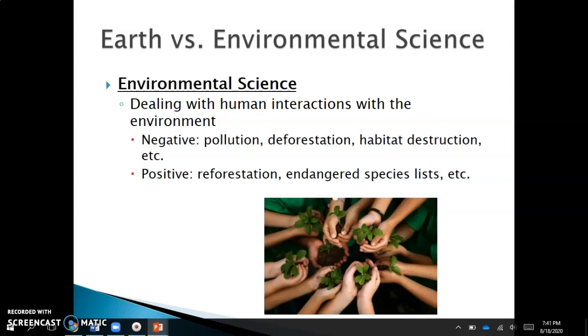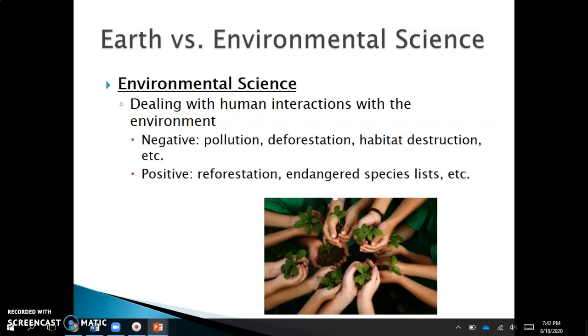But then some positive impacts that we do have reforestation projects where we will replant forests after we've either knocked them down or they've been destroyed by wildfires. So recently there have been wildfires in California that have destroyed a good bit of the forestry out there, and there are programs in place to help replant those forests.